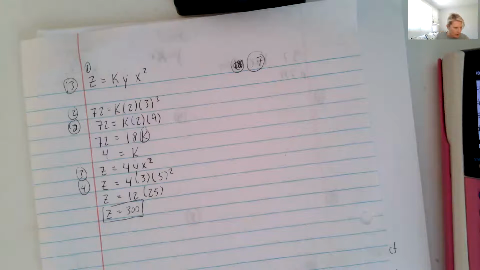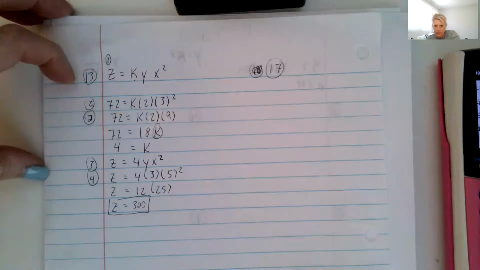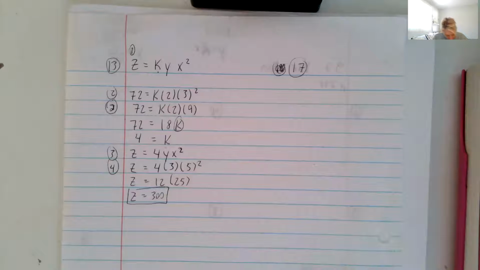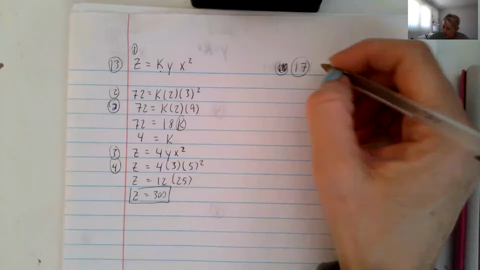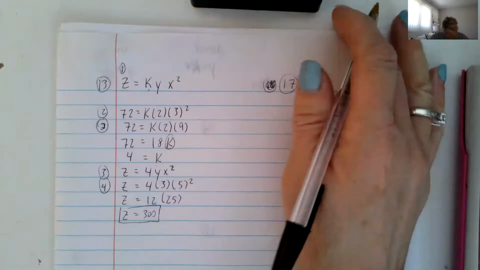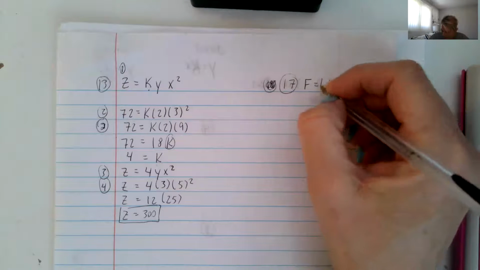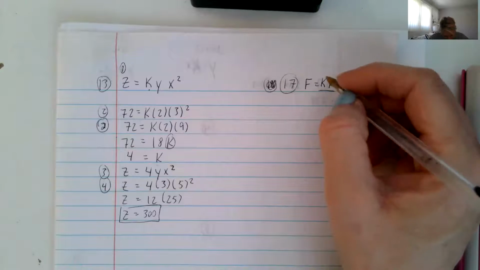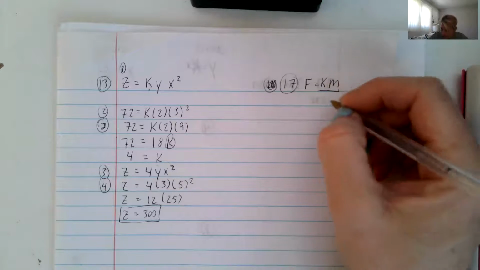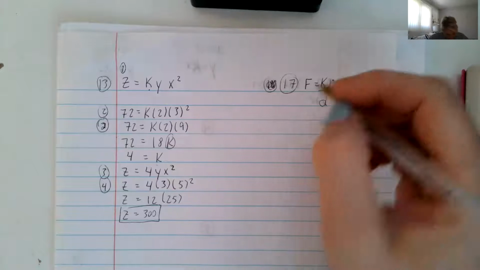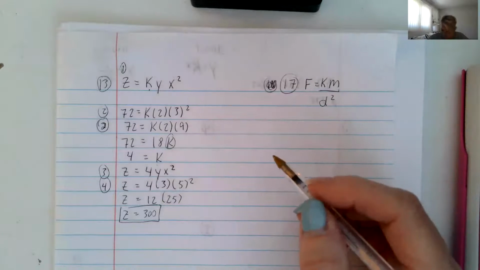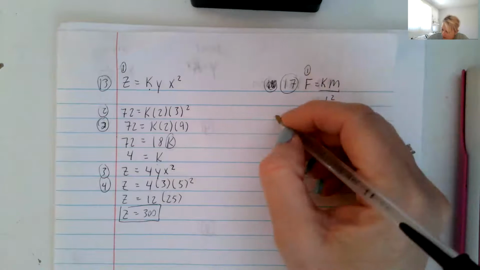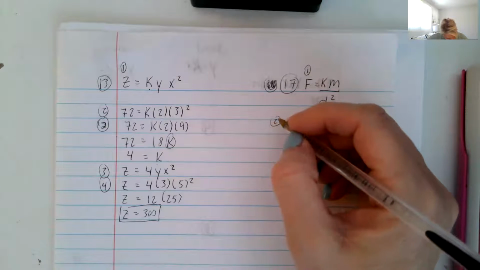So it's getting that first couple steps down. Number 17 says, F varies directly with M. So that's Km, because your constant of variation is always in the numerator. It varies directly with M and inversely with the square of D. So D squared is in the denominator because it's inversely with the square of D. So that's step one. Let's look at step two by solving for K.